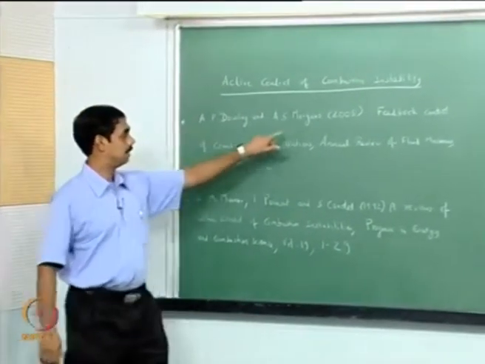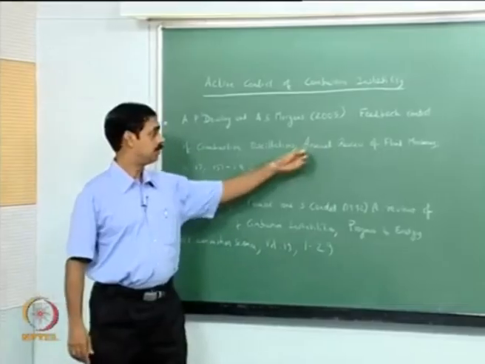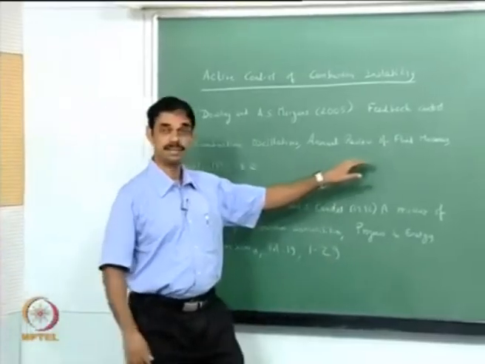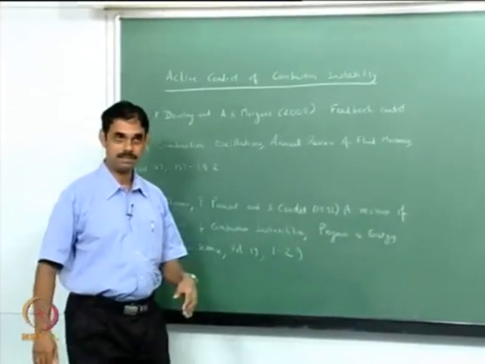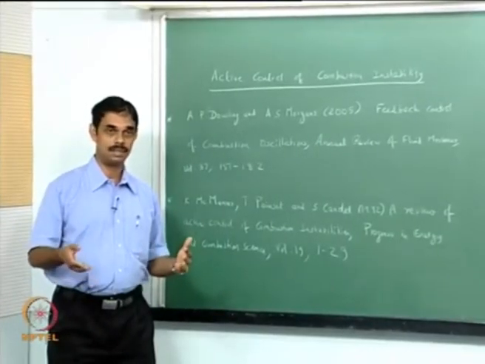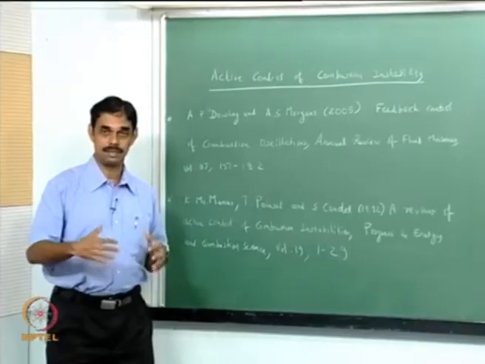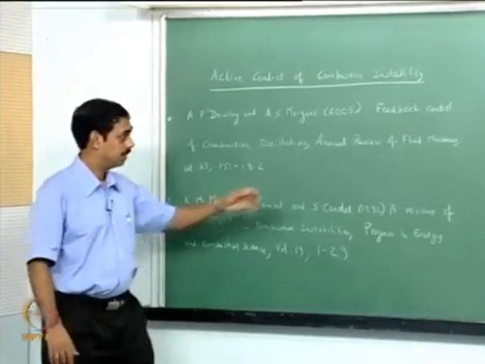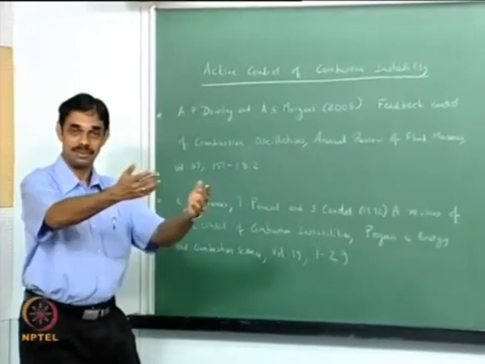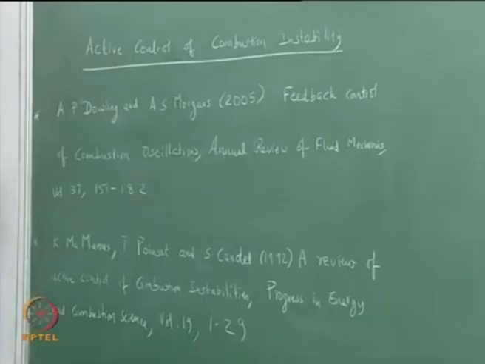Ann Dowling and Aimee Morgans, Feedback Control of Combustion Oscillations, in Annual Review of Fluid Mechanics, volume 37, pages 151 to 182. Annual Review of Fluid Mechanics is an impressive journal in which every year the editorial board looks at what developments there are, and if some subject has come to some level of understanding or closure, they invite the best person in the subject to write an article. You can't just go and send them an article. So it's a very prestigious thing to get an invitation to write there.